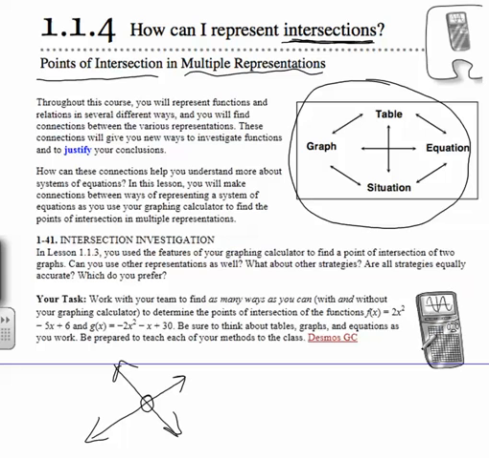As you see, there's a graphing calculator symbol here, and it says we used various features of the graphing calculator to find a point of intersection between two graphs. And we're going to see if we can use other representations as well. What about other strategies? Are the strategies all accurate, and which do you prefer? So right now with this video, we're going to start this problem, but we're going to look at the strategies that do not go with the graphing calculator right now, so we can use the graphing calculator in class tomorrow.